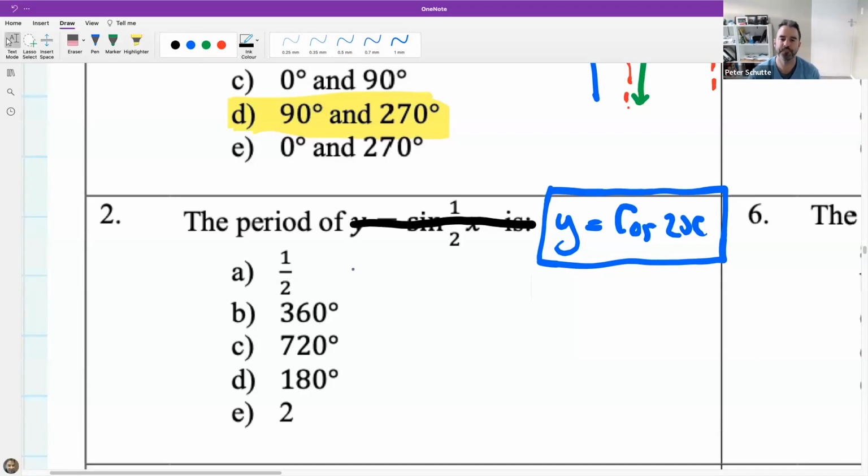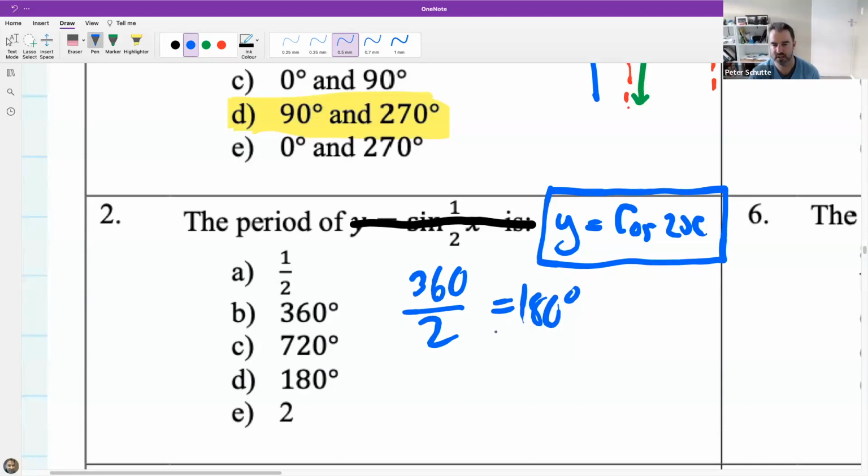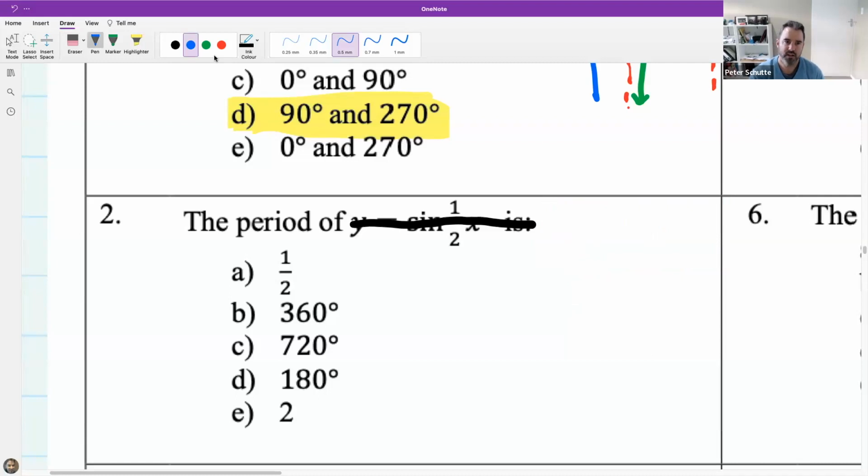So the regular period of cos is 360, but we need to divide by that number, and so we get 180. Yeah, that's fine. Okay, one more. What is the period of this function? Tan a half x. What's the period of that graph?